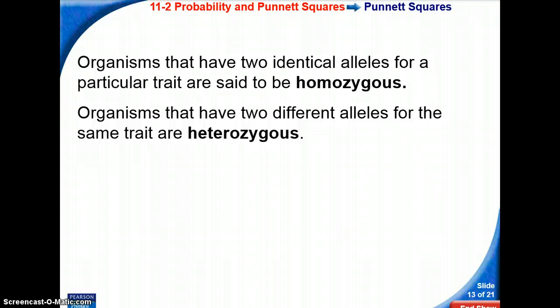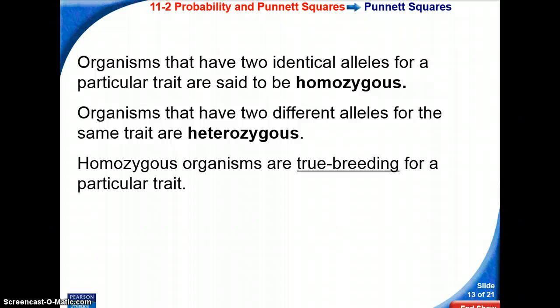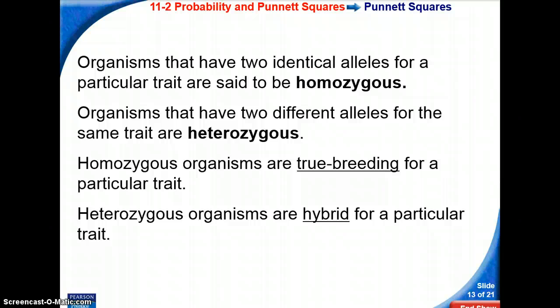Organisms that have 2 different alleles for the same trait are said to be heterozygous. So if we have a capital T and a lowercase t, though we have both the different types of traits, those are heterozygous. The homozygous organisms are true breeding for a particular plant. So if you have homozygous and you cross it with the same homozygous type of plant, you're always going to get that particular trait. And the heterozygous organisms, those are the ones that are hybrid. Those are the ones that are crossed together for a particular trait.